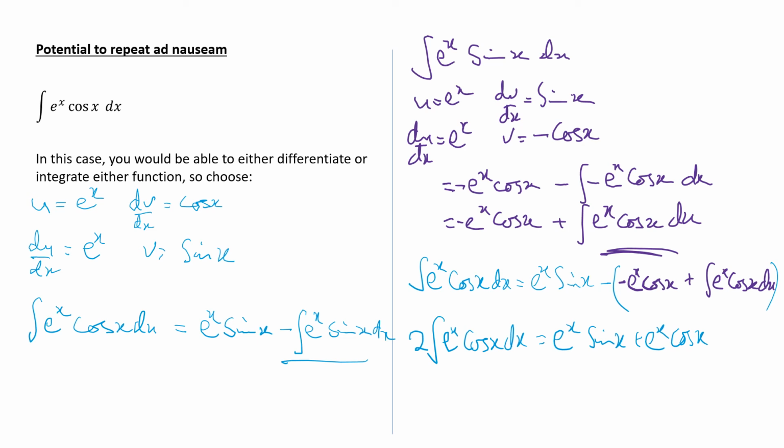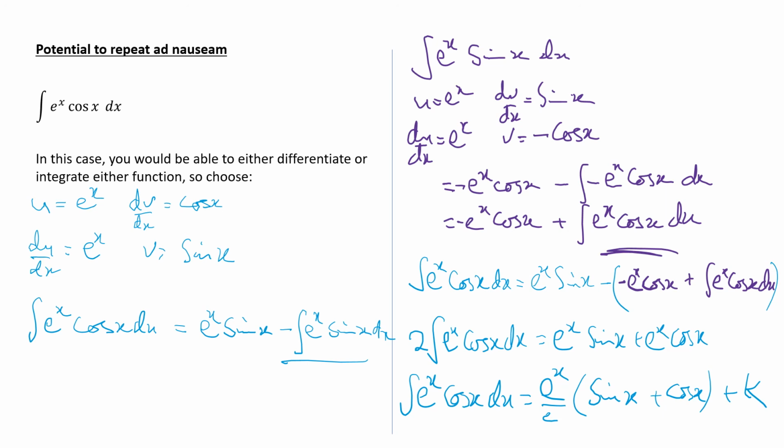Now if I add the integral of e to the x cos x to both sides, on my left hand side I'll have two lots of the integral of e to the x cos x with respect to x. And this is the big trick, isn't it? So on my right hand side I'd be left with e to the x sin x plus e to the x cos x.